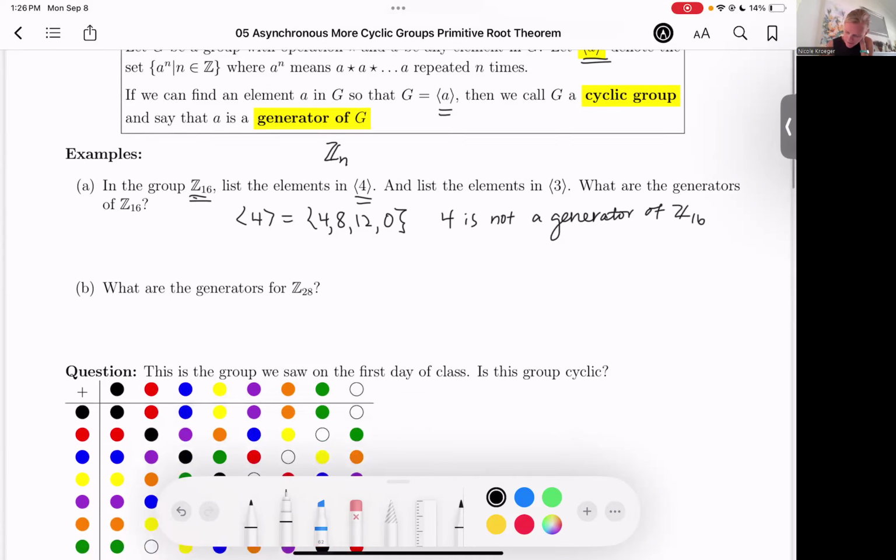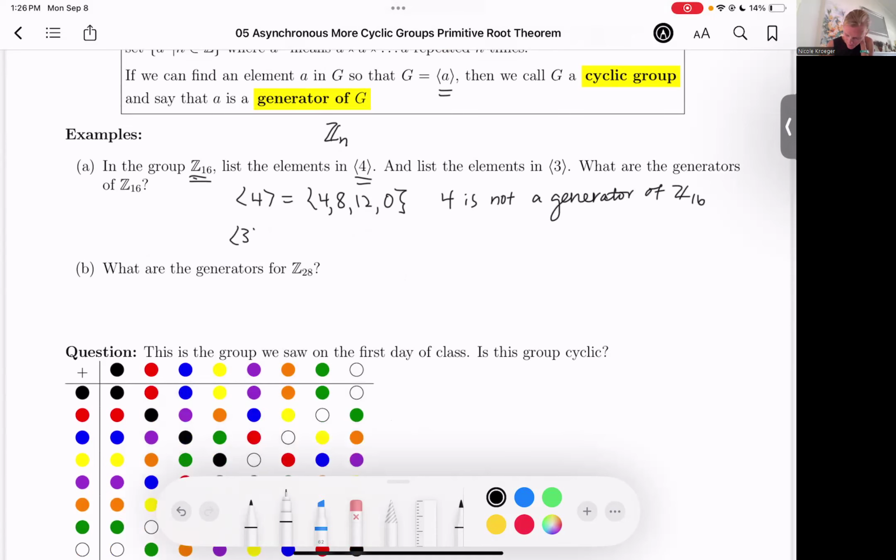Okay. And then if we look at the elements in the set generated by 3, we're going to have 3. 3 plus 3 is 6. 3 plus 3 plus 3 is 9. And notice again, to get from one element to the next, I'm just adding 3, which is the thing that we started out with. So if I add 3 to 9, I get 12. 3 to 12, I get 15. Then I get 18, which mod 16 is just 2.